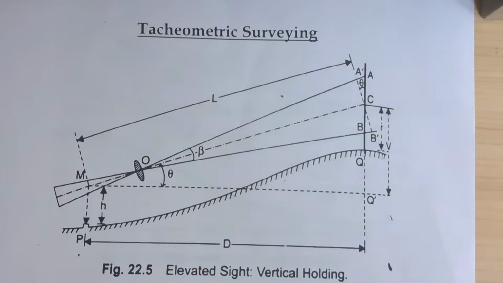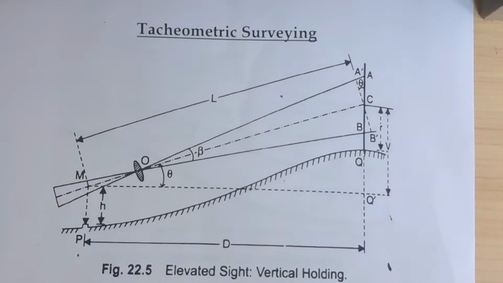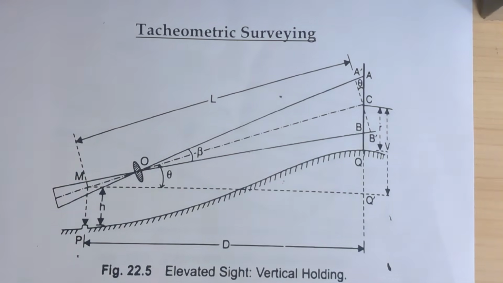Okay, hello everyone. This is the video related to tacheometric surveying, in which we find the horizontal distance between your instrument and the leveling staff, and the vertical height of that particular point from the horizontal axis of your instrument. Then, based on that, we can calculate the elevation of the point Q, if we have the RL of the HI.